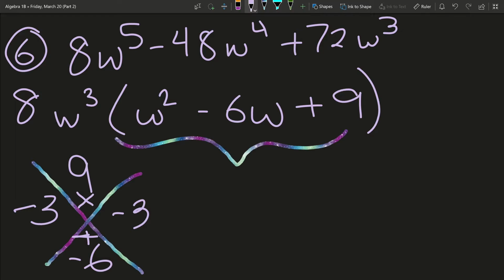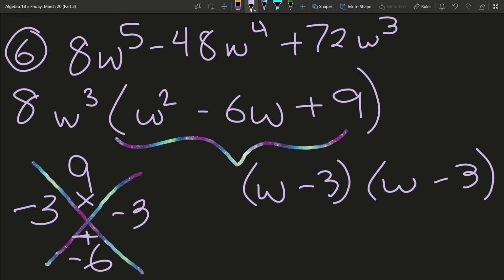Negative 3 times negative 3 is positive 9, but if you add negative 3 and negative 3, you are left with negative 6. So we can create our equation out of this, w minus 3 and w minus 3. And remember, we need to put something in the front. We need to bring back our GCF that we pulled out earlier. And that will be the answer.